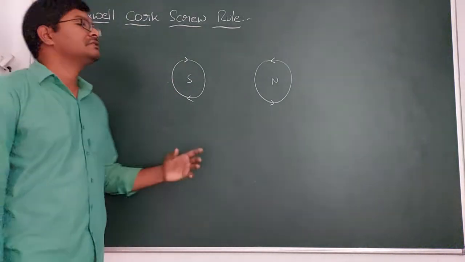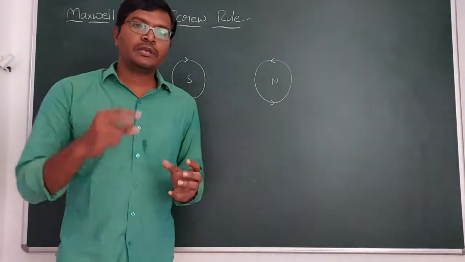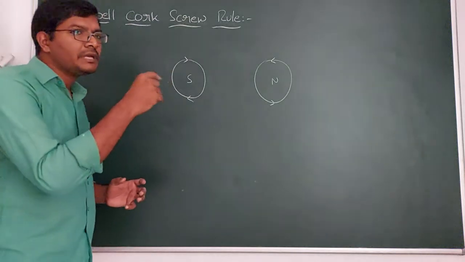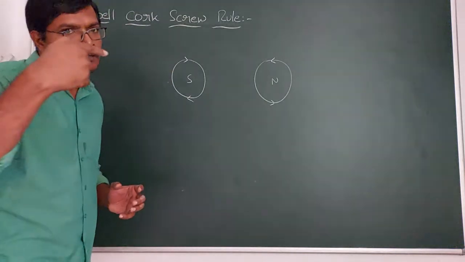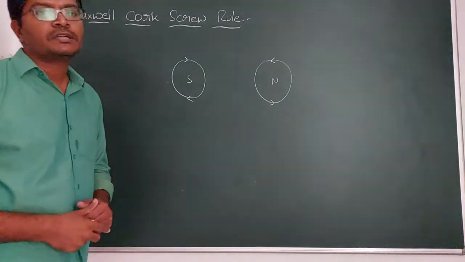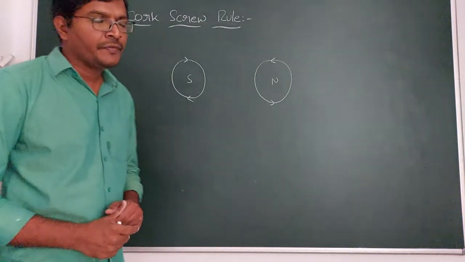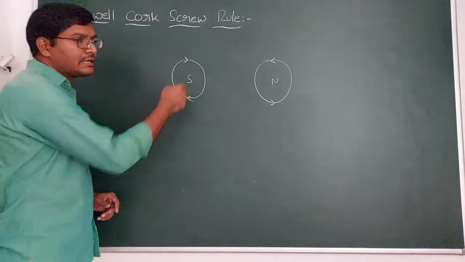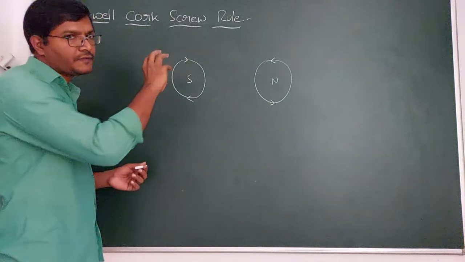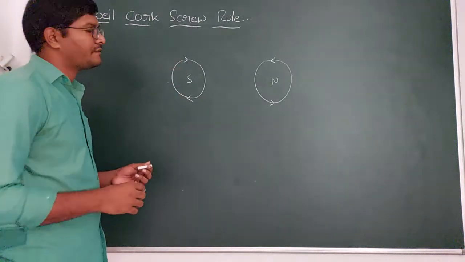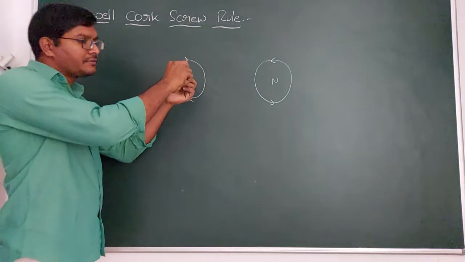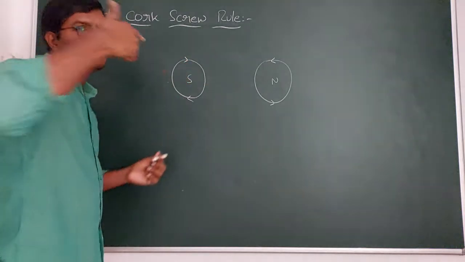What is the Maxwell corkscrew rule? If you rotate the screw in the direction of the current, the rotation of the screw indicates the direction of the current, and the direction in which the screw moves because of the rotation shows the direction of the magnetic field. Suppose here the direction of the current is clockwise. Then the rotation of the screw has to show the direction of the current. If you rotate the screw clockwise, then the screw will move into the board.